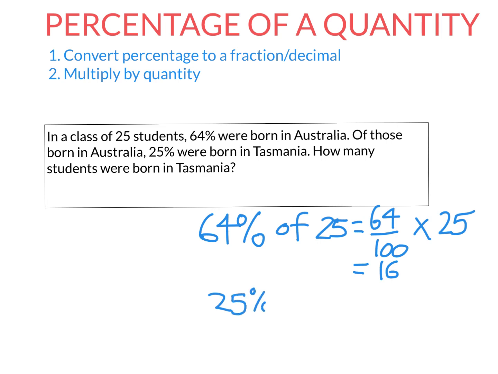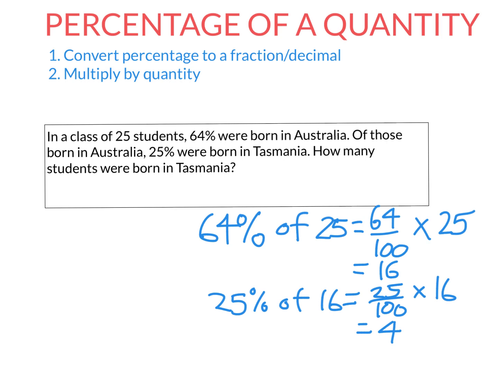So of those 16, 25% of them were born in Tasmania. So convert the percent to a fraction or decimal, either one, doesn't matter, and then times by the quantity, you get 4. So 4 students were born in Tasmania.